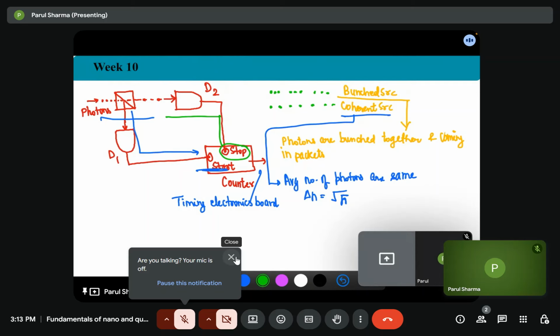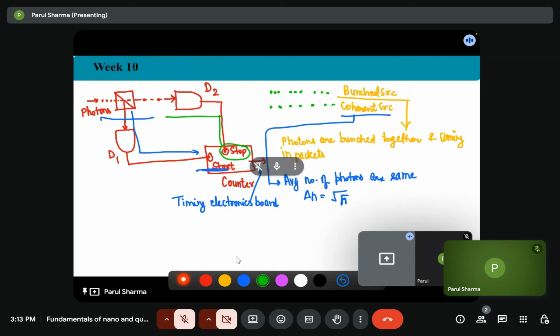So effectively, the counter will start measuring time when the start pulse is generated. Now, if another pulse hits D1, nothing will happen because the counter is already started. It will start counting and will stop only when the D2 pulse is generated. So we can calculate the time delay between these pulses.